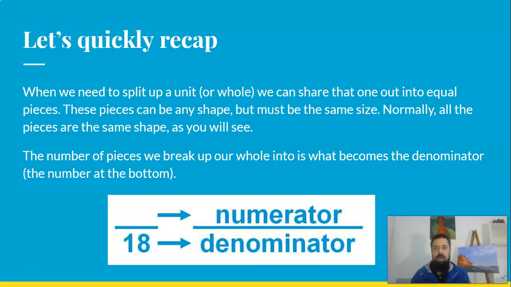We need to break up the one, the unit, or what we call the whole, which is just another word for one unit. And we need to share that out into equal pieces. Now, quite importantly, these pieces have to be the same size. So if you think about if you have to share something, you can imagine if you were sharing out some Smarties with some friends, and you made one pile have a lot of Smarties in and the other pile be smaller, everyone will want to choose the big pile.